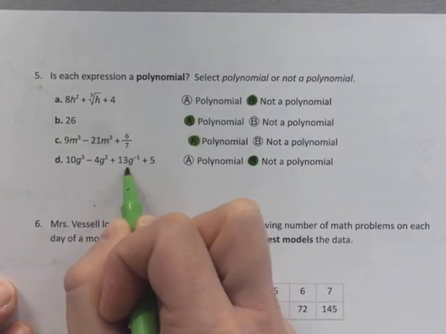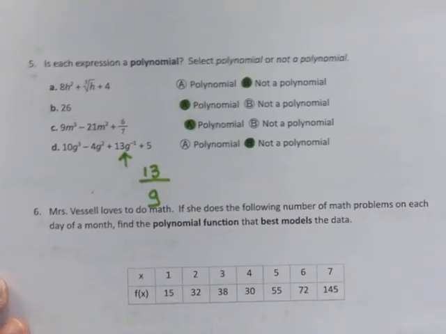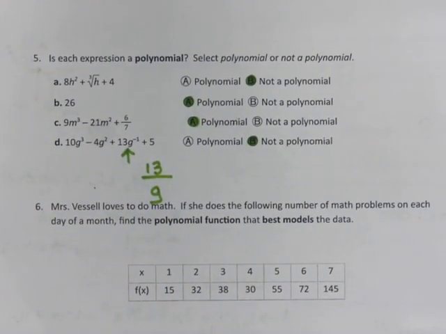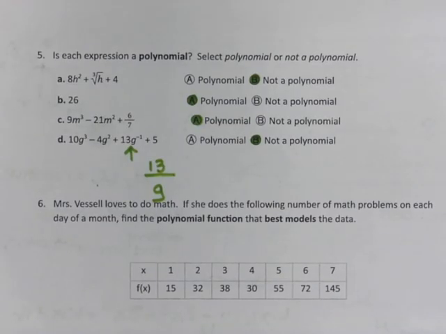Remember that if you have a negative exponent, that means that that variable is really living in the denominator of the fraction. So if you have a variable in the denominator, it is not a polynomial, and having a negative exponent is the exact same thing. So we're keeping eyes out for roots and negative exponents.